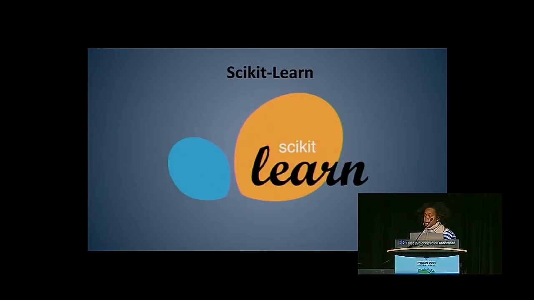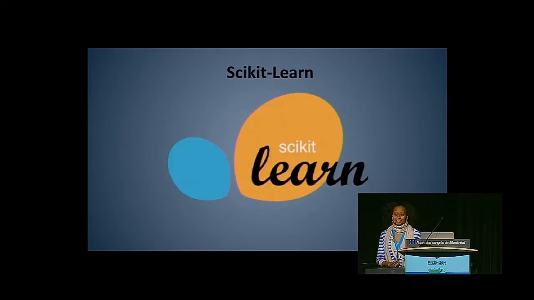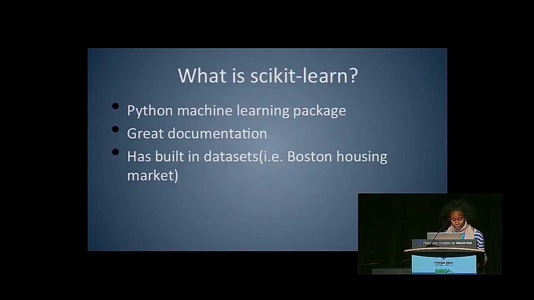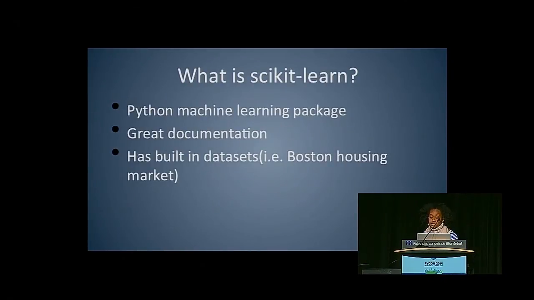Scikit learn. Scikit learn is basically Python's answer to machine learning. It's a Python machine learning package. Scikit learn is great because it has very good documentation. It is well written. And finally, it has great data sets, for example, the Boston housing market. Today, we will be making use of a scikit learn data set that's already part of the package.